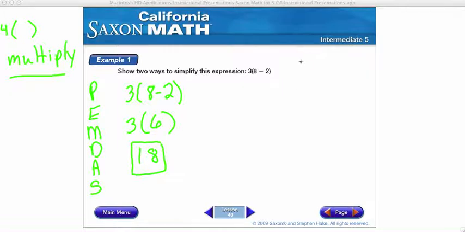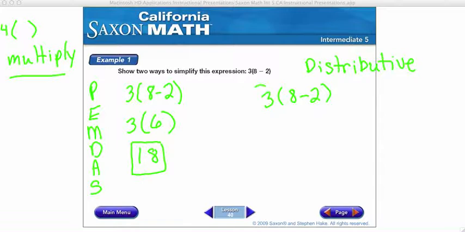Well, let's talk about the other way to do it, the distributive property. Distributive comes from the base word distribute, to spread out. So we're going to rewrite the original problem. 3 times, that's what this parenthesis means, 8 minus 2. And I'm going to take this 3 and distribute it to the 8 and distribute it to the 2. So my next line will look like this.